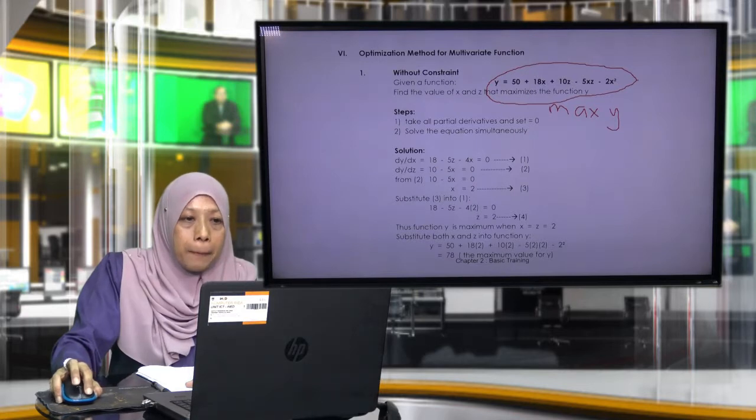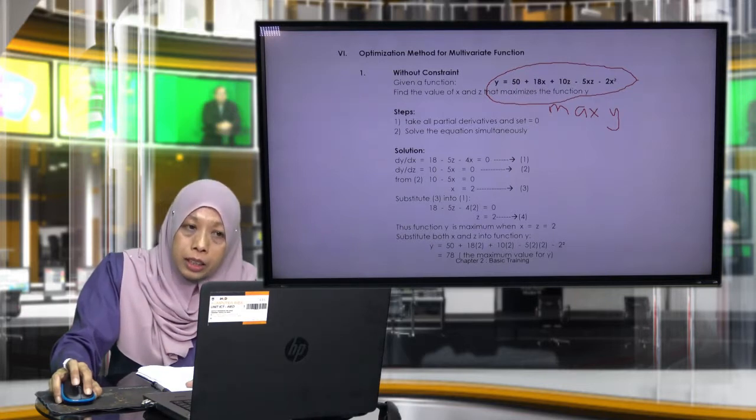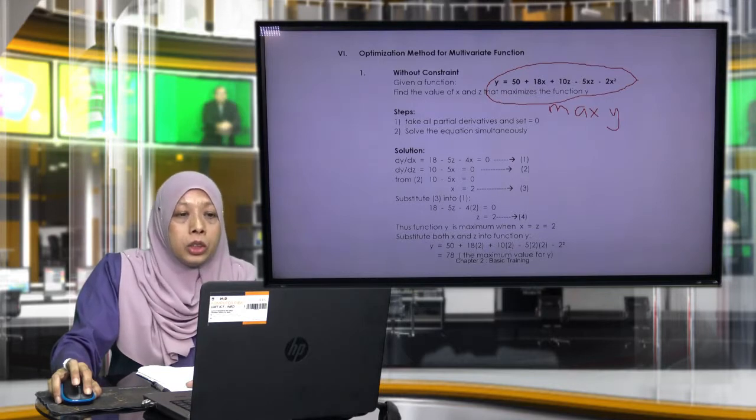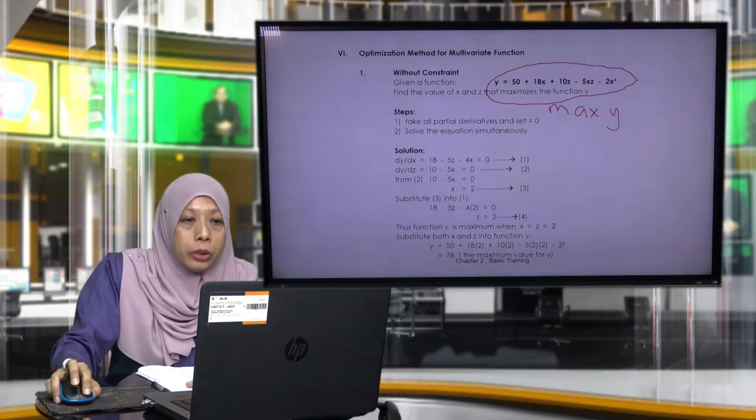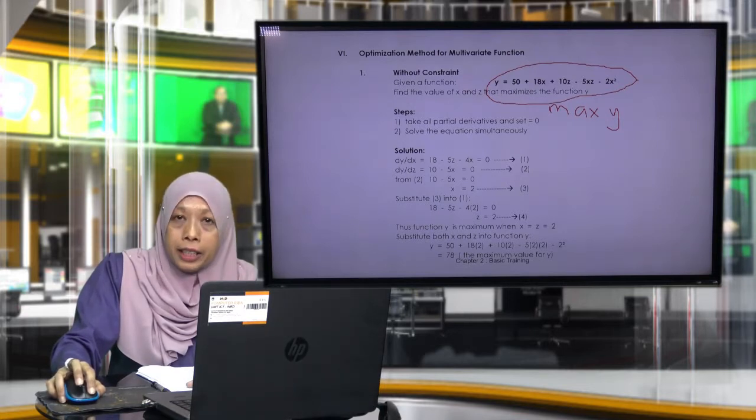Plus 10z. Now remember, we are differentiating with respect to x, meaning that z is a number. So 10 is a number, z is a number. If you differentiate it, you're going to get 0. The next one, you have 5xz. Remember, you have to use the power function rule. So you should end up getting 5z.